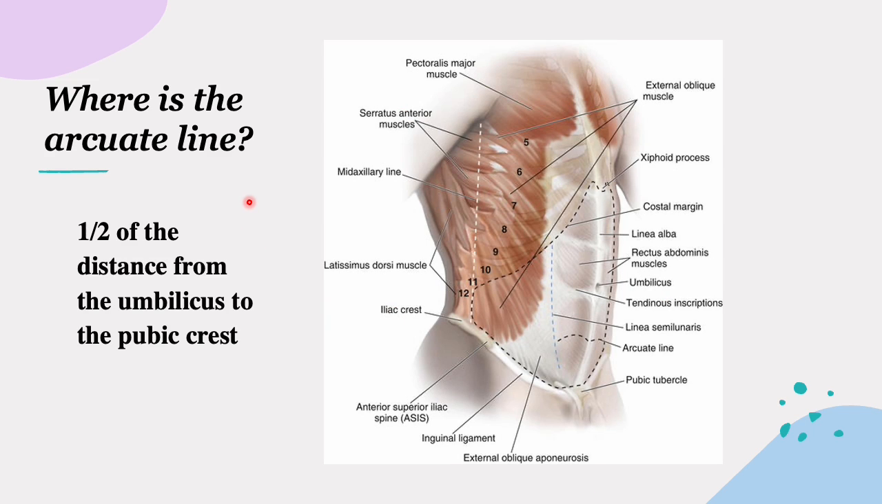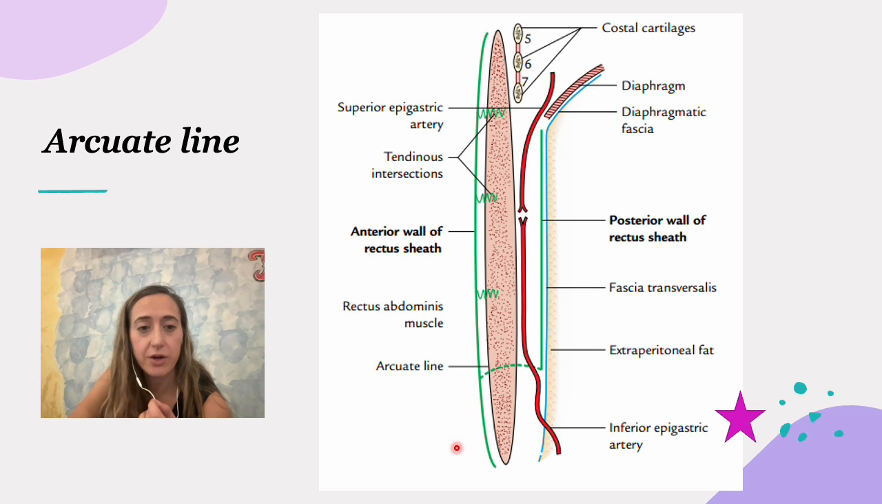So where is the arcuate line? You saw this picture earlier, but it's about halfway between the pubic tubercle and the umbilicus here. So here you have a nice sagittal view of the arcuate line. Here it is here. Above it, anterior and posterior rectus sheath. Below it, you only have your anterior wall of the rectus sheath.